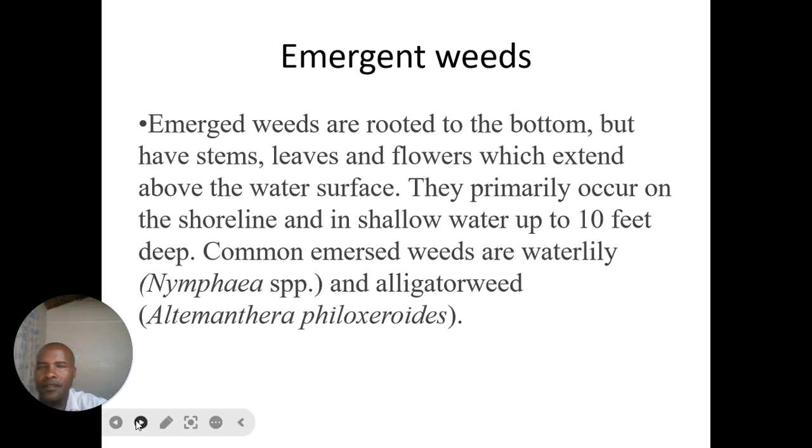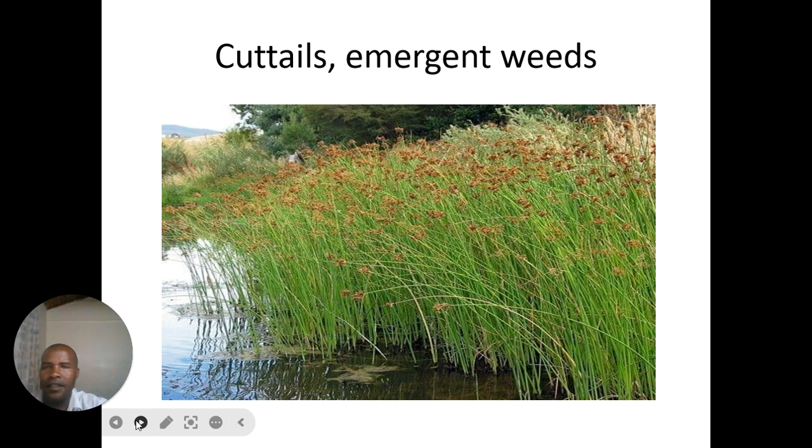Then we have emergent weeds. These weeds are rooted to the bottom but have stems, leaves, and flowers which extend above the water surface. They primarily occur on the shoreline and in shallow water up to 10 feet deep. Common immersed weeds are water lily and alligator weed. Those are the common ones that are found in our fish ponds. These are an example of the weeds. They are cattails, emergent weeds, as you can see in the image projected on the screen.